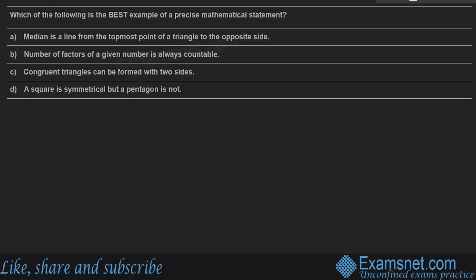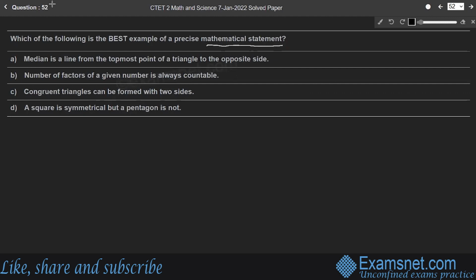Question 52. Which of the following is the best example of a precise mathematical statement? So here, mathematical statement is a rule or generalization in mathematics that is further used as a starting point for the other concepts related to it. So here in the options, option A, median is a line from the topmost point of a triangle to the opposite side. Number of factors of a given number is always countable. Congruent triangles can be formed with two sides. A square is symmetrical, but a pentagon is not. Here, the precise mathematical statement is option B.